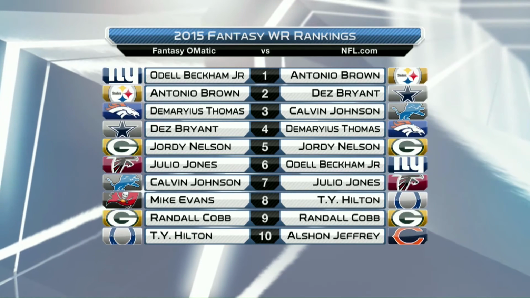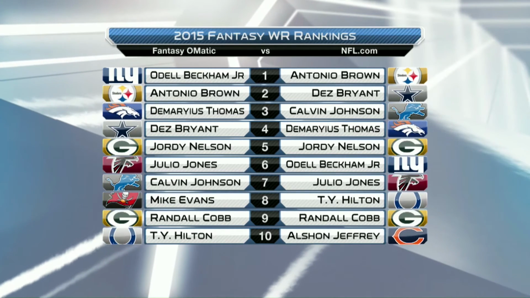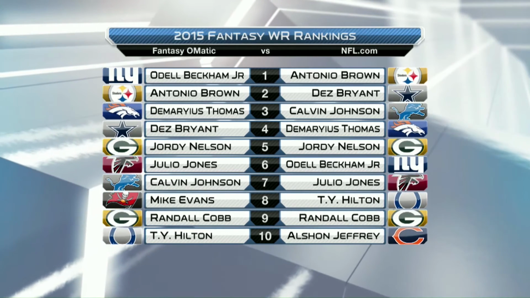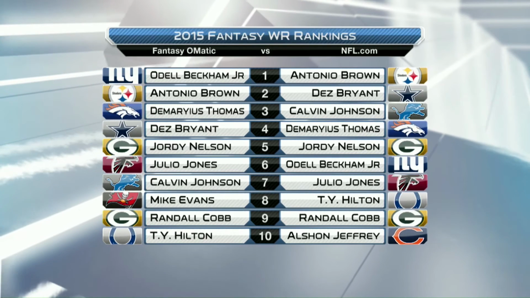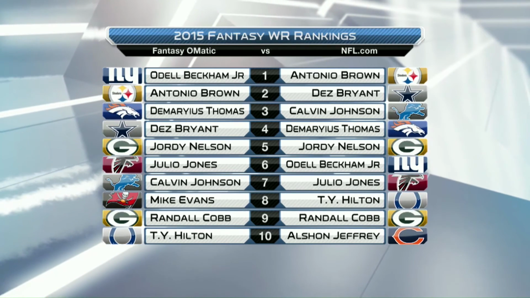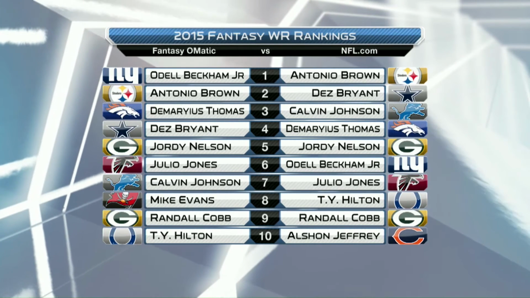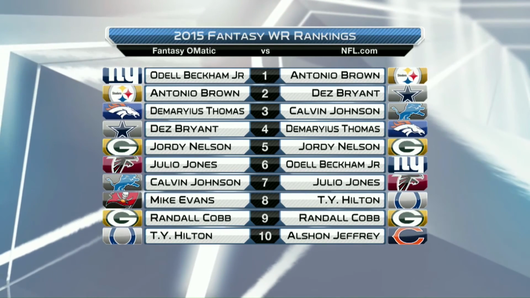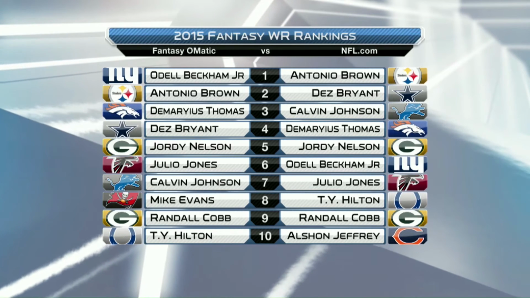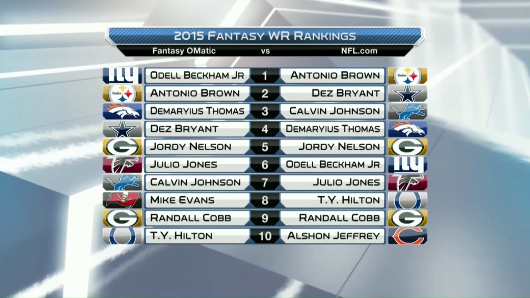On the left side, it is the rankings based on the algorithm. You see Odell Beckham at number 1 versus the human factor, if you will. Our cadre of NFL.com fantasy experts has Beckham at the 6th spot in the lineup there. So it's like kind of man versus machine right now, isn't it? And number 6 is nothing to slouch about.